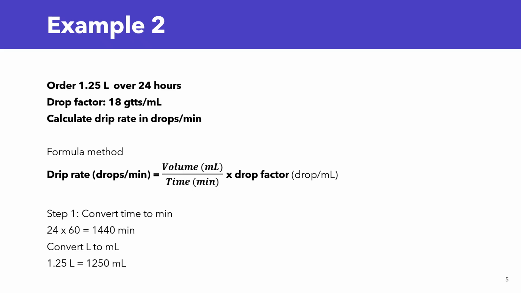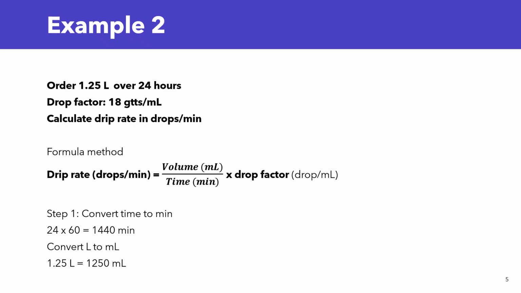We multiply by 1,000. So it's going to be 1,250 milliliters. Okay. The time is given in hours. We need to convert that to minutes. So how do we do that? 24 times 60, that's 1,440 minutes. By the way, for more practice on unit conversions, check out my unit conversion workbook, link in the description.